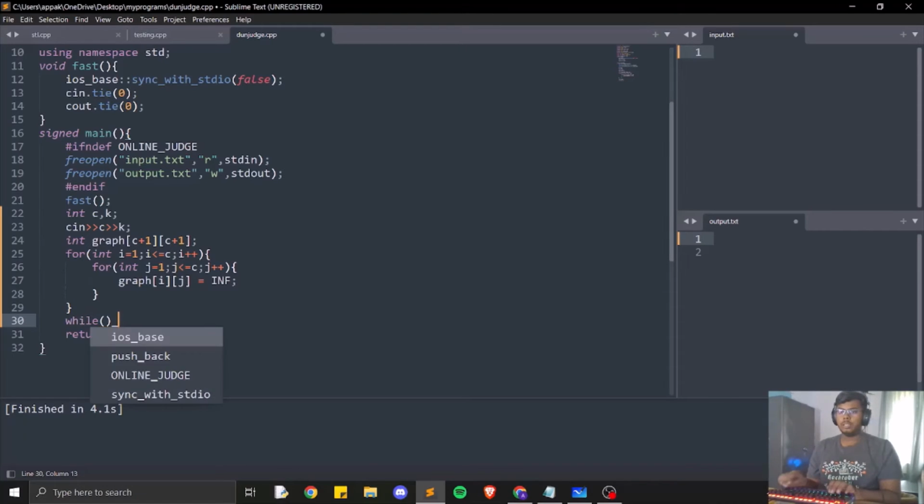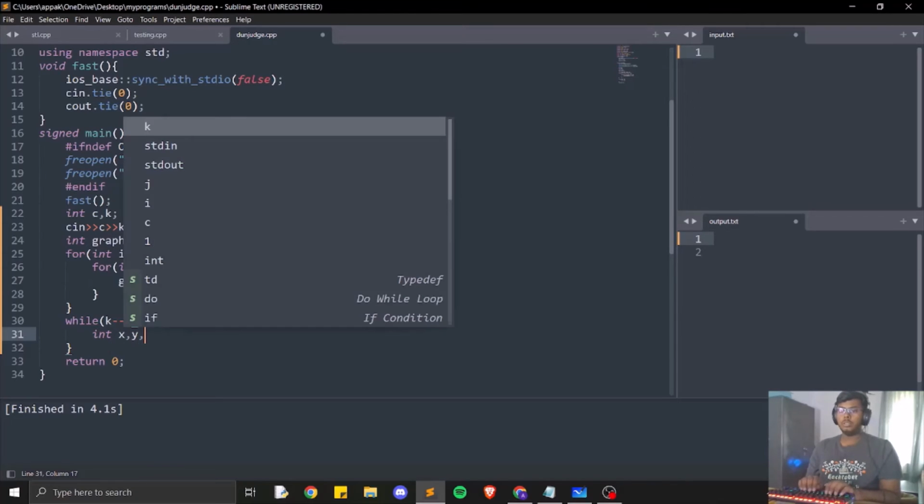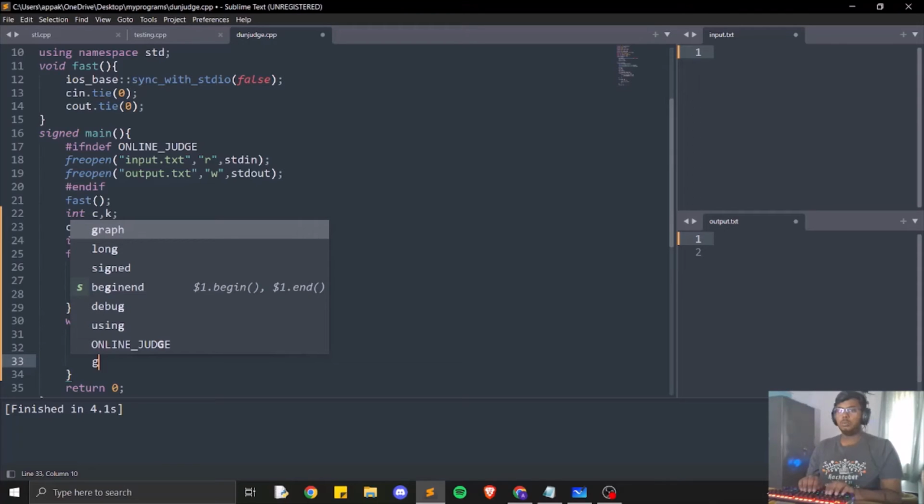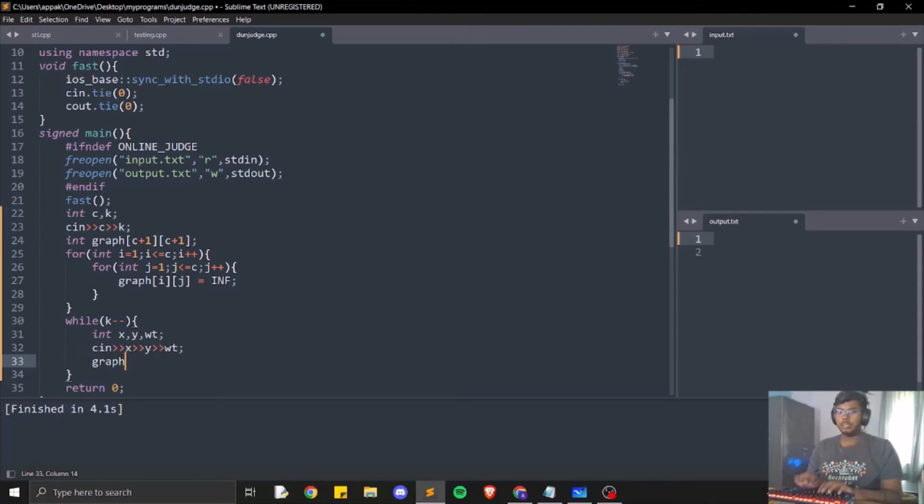So while k minus minus, there would be three variables. The first two are x and y, which are the nodes, and the third one would be the weight between them, that is basically the price between the flights. Then we will take the input cin x, y, weight, and then let us add this to the adjacency matrix. Graph of x of y is equal to weight, and graph of y of x is equal to weight.